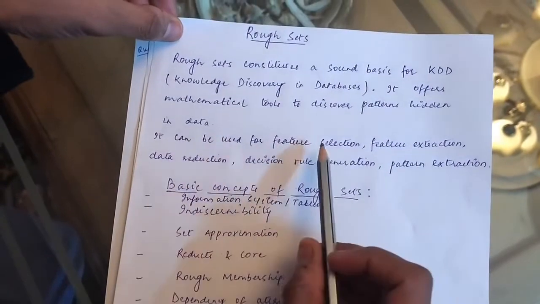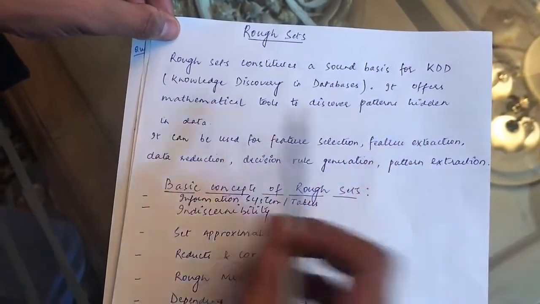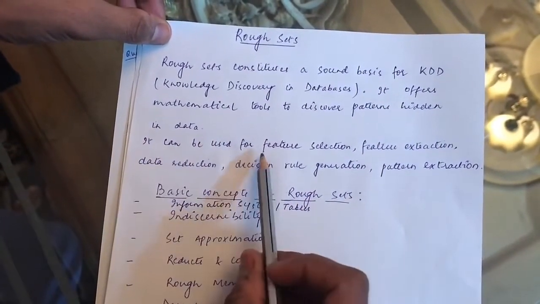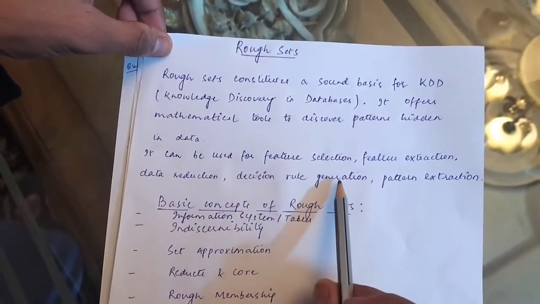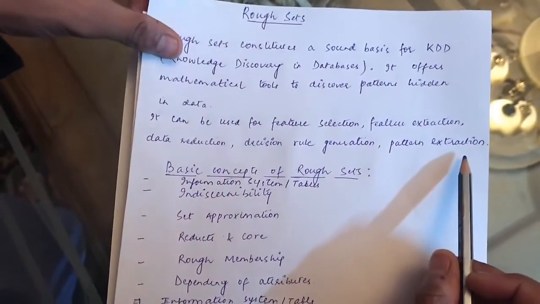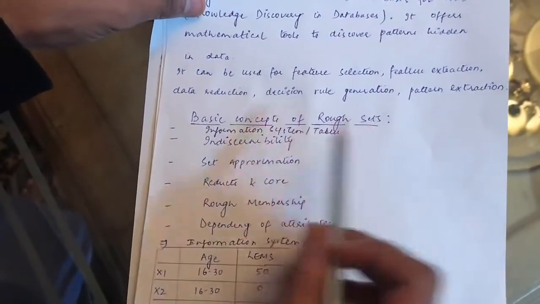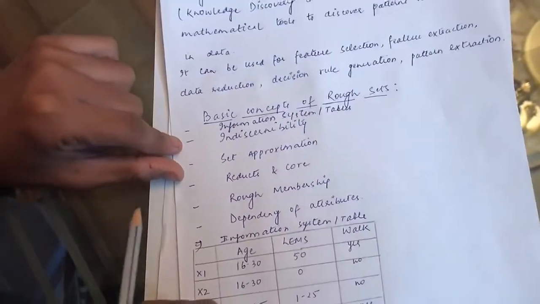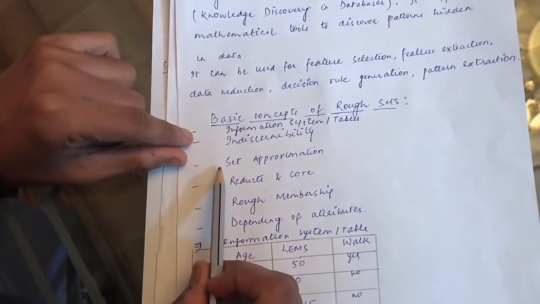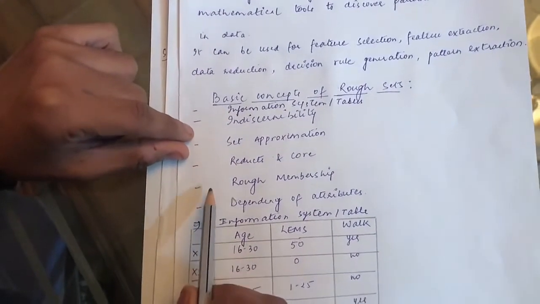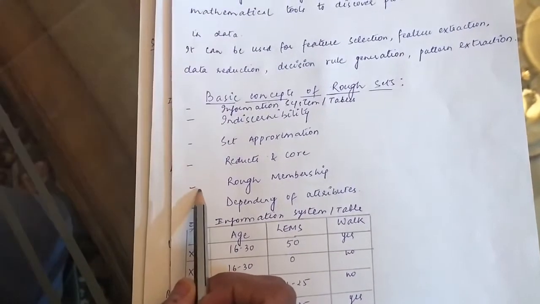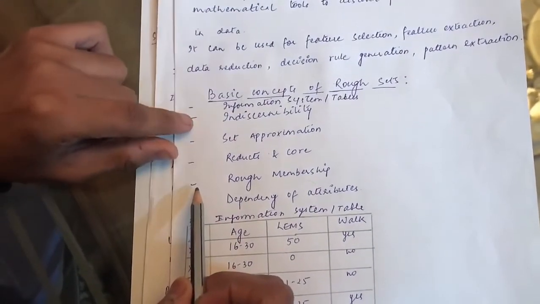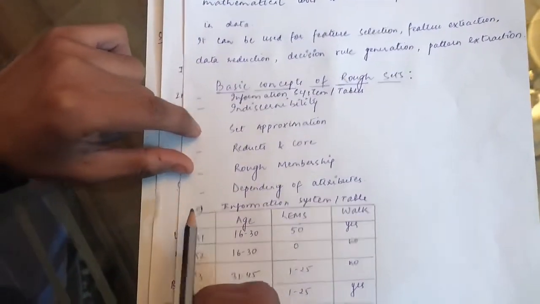It offers mathematical tools to discover patterns hidden in the data. It can also be used for feature selection, feature extraction, data reduction, decision rule generation, and pattern extraction. So basic concepts of rough sets include information systems or tables, indiscriminability, set approximation, reduction core, rough membership, dependency of attributes. But I'll be restricting this video to information systems or tables, indiscriminability, and set approximation.